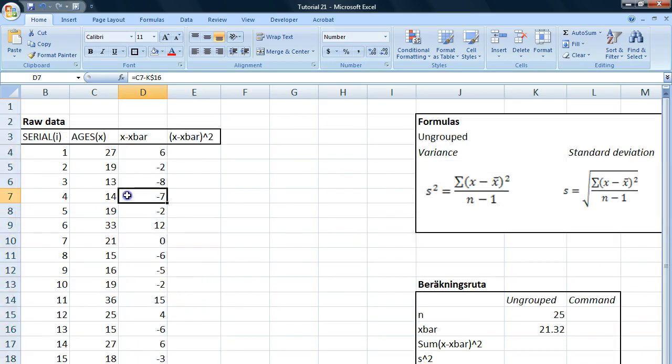And I get these distances. In some cases, the x value is below average, and then in that case we get a negative number. And in some cases, it's above average. So 27, it's larger than 21, so it would be a positive number. 19, on the other hand, is smaller than 21.32, so it'll be a negative number.